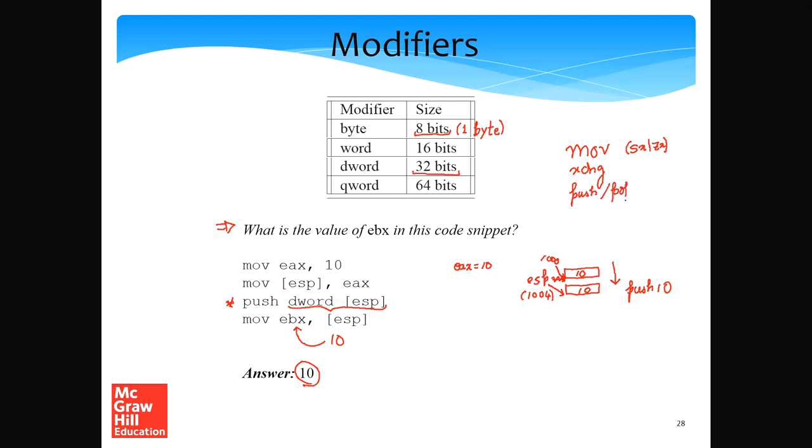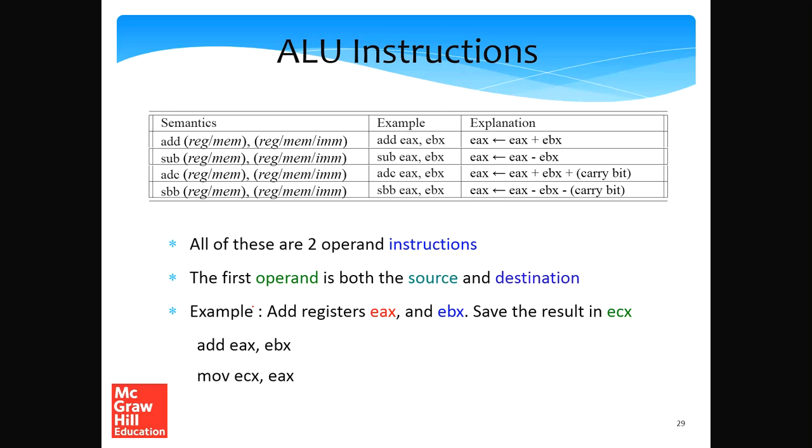The interesting thing is that in x86, the hardware is explicitly aware of the stack and it uses the stack pointer. This was not the case in other architectures, not in simple RISC and ARM. But in this case, the push instruction actually reads the stack pointer and decrements it, which is good. So now let's take a look at ALU instructions.